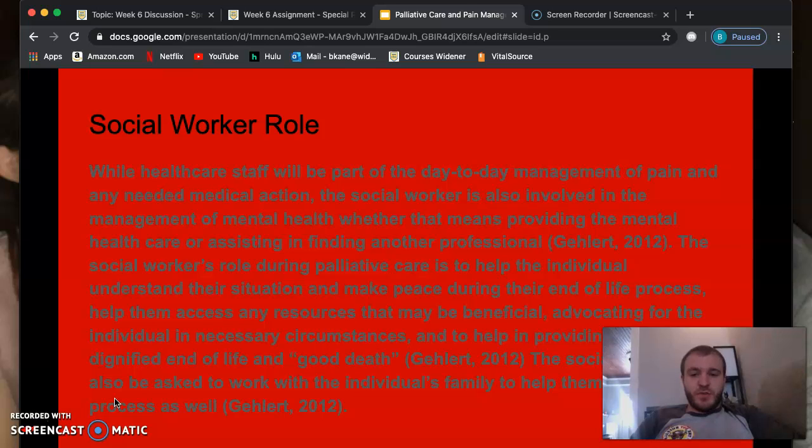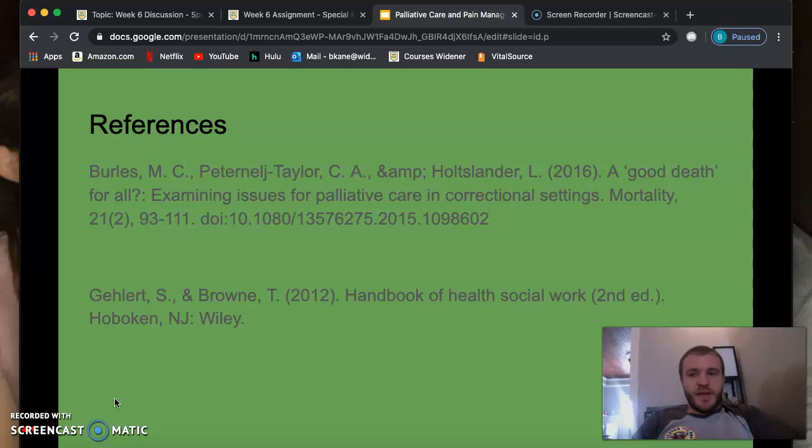The social worker's role during palliative care is to help the individual understand their situation and make peace with their end-of-life process, help them access any resources that may be beneficial, advocate for the individual in necessary circumstances, and help with providing them a dignified end-of-life and good death. The social worker may also be asked to work with the individual's family to help them with their process on that end as well.